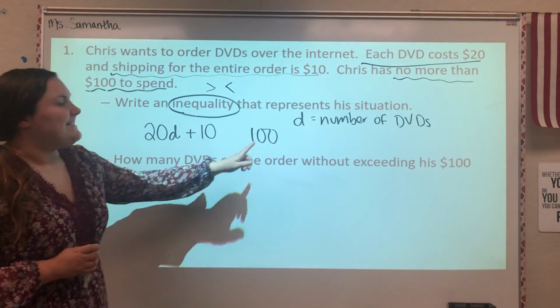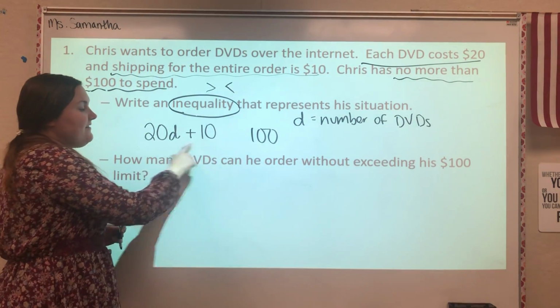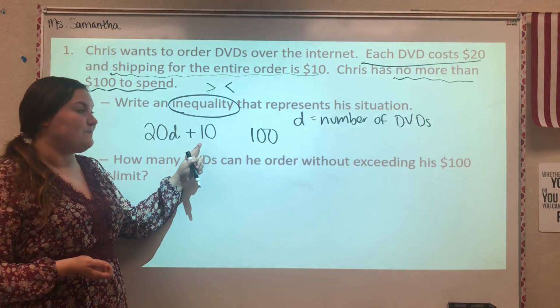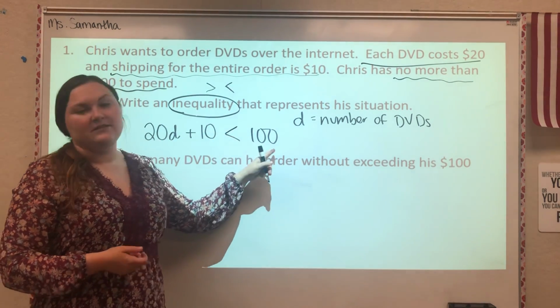Well, they tell us he has no more than $100 to spend. This is what he's spending money on. He's spending $20 on each DVD. He's also spending $10 for the shipping. We want him spending less than what he has.